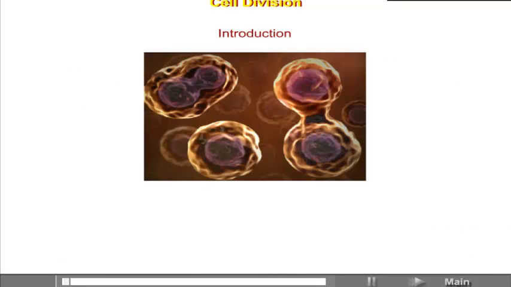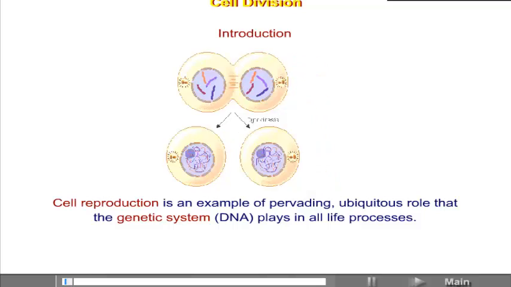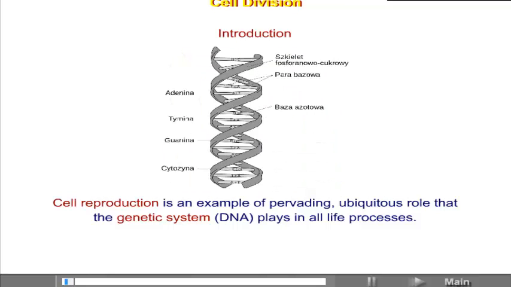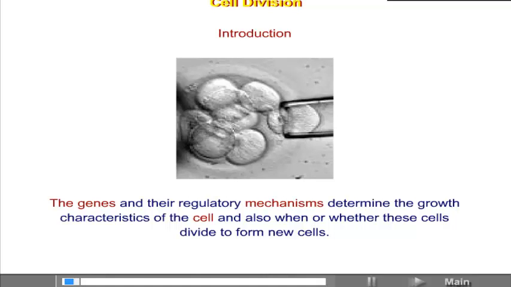Lesson 4 Cell Division Introduction. Cell reproduction is an example of pervading, ubiquitous role that the genetic system, DNA, plays in all life processes. The genes and their regulatory mechanisms determine the growth characteristics of the cell, and also when or whether these cells divide to form new cells.